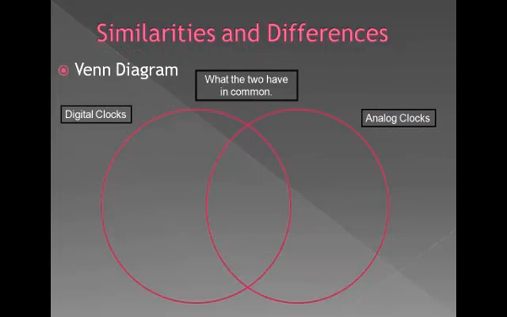The Venn diagram shown here is very similar to what I would use with my students. To the left would be the characteristics of digital clocks. To the right would be characteristics of analog clocks, and where the two circles overlap would be what the two have in common. This would help show students the similarities and differences between digital and analog clocks.